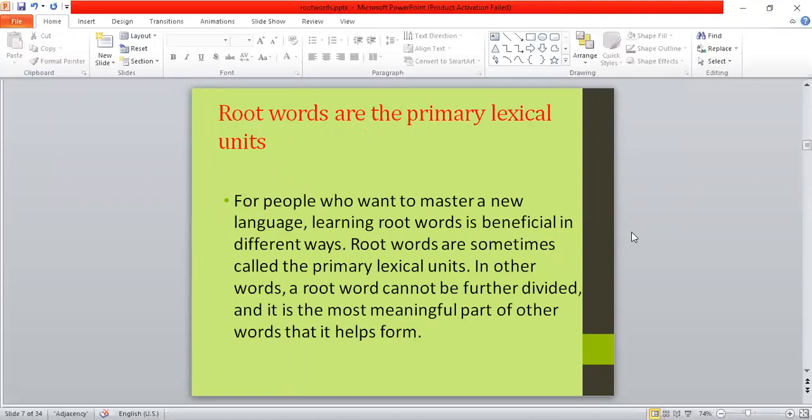Root words are the primary lexical units. For people who want to master a new language, learning root words is beneficial in different ways. Root words are sometimes called the primary lexical units. In other words, a root word cannot be further divided, and it is the most meaningful part of other words that it helps form.